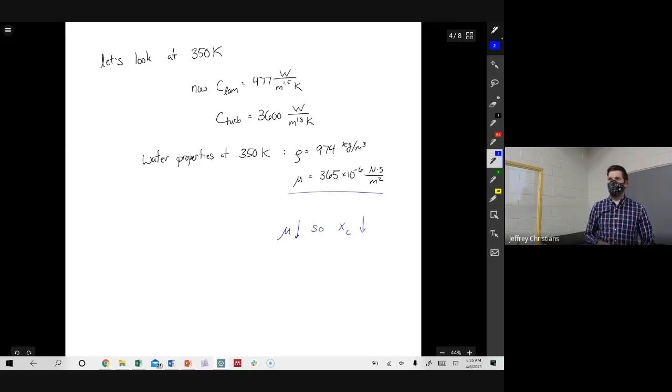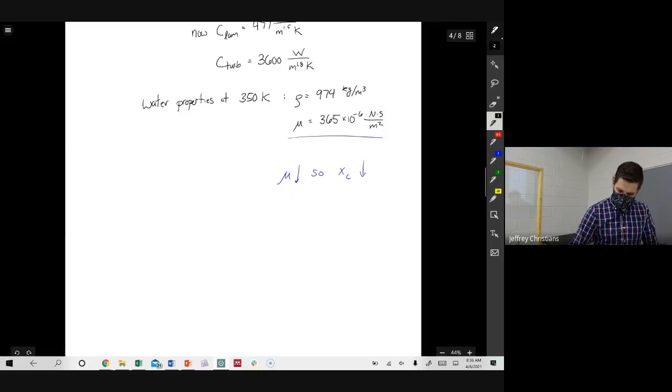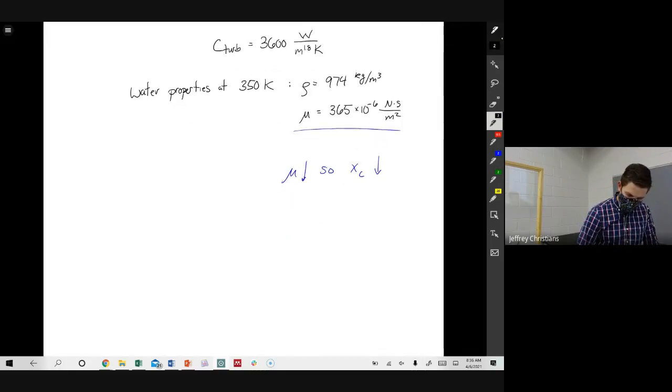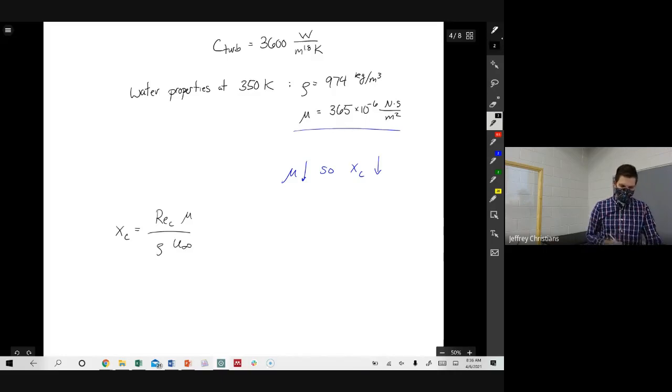So where we get the transition between laminar and turbulent goes down. Let's find where that is. So x_c equals the critical Reynolds number times mu over density times U infinity. The critical Reynolds number stays the same.